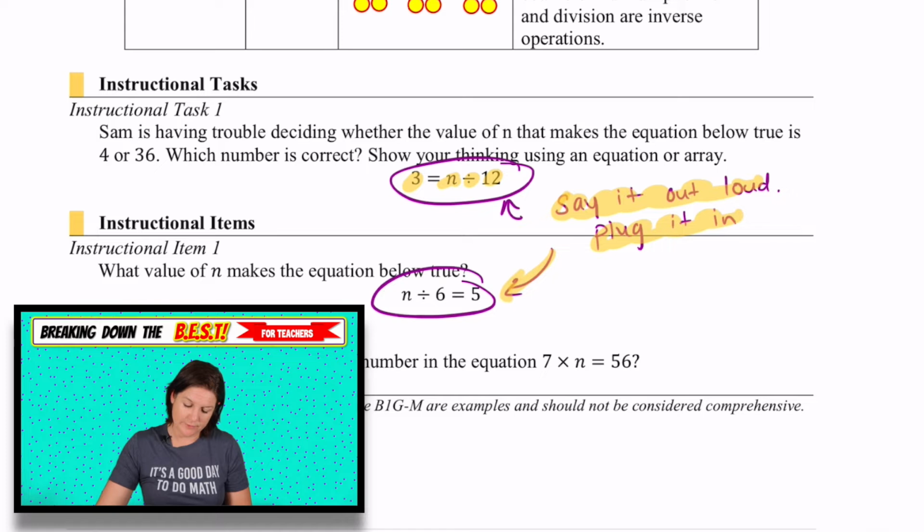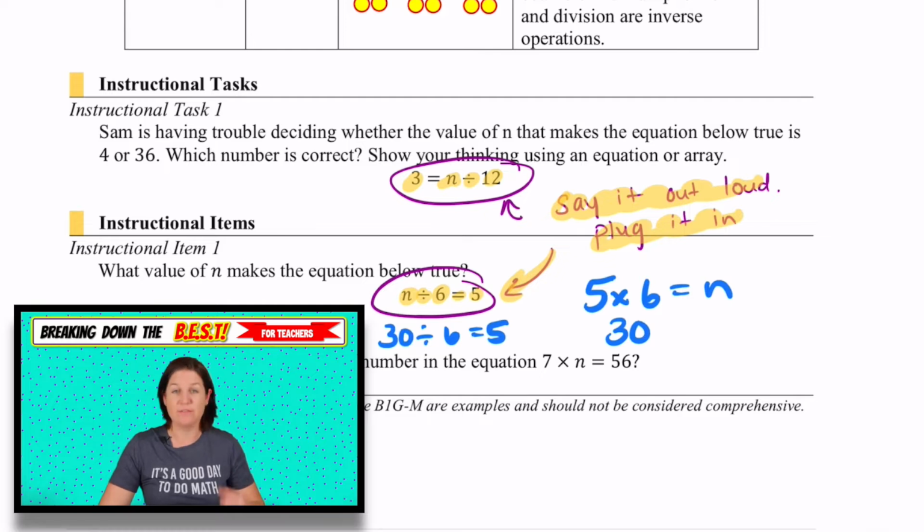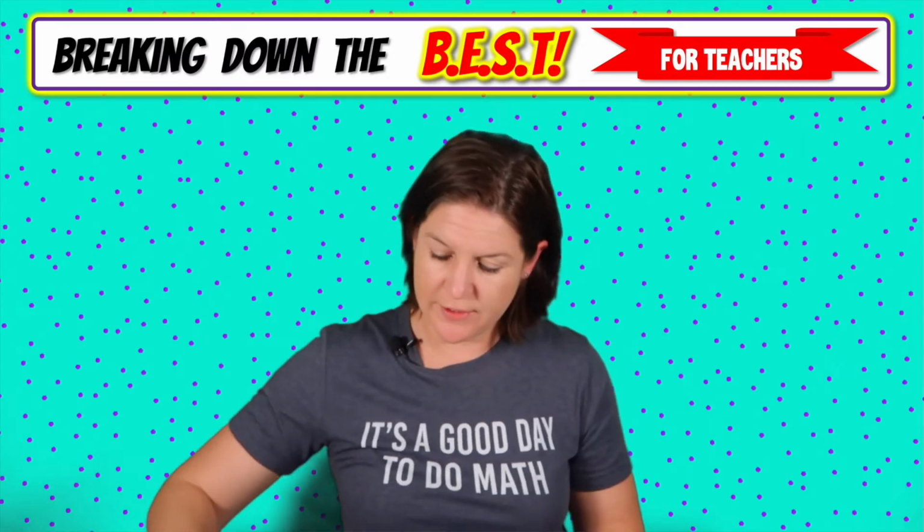Same thing here. What number divided by 6 equals 5? And you could also rewrite that as a multiplication equation, right? And saying, okay, I think it's 30. Let's plug that in and see. 30 divided by 6, does that equal 5? Yes, that makes sense. I think that's good for going over the standard.